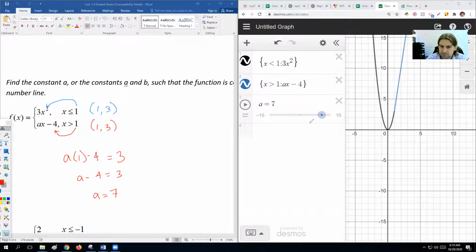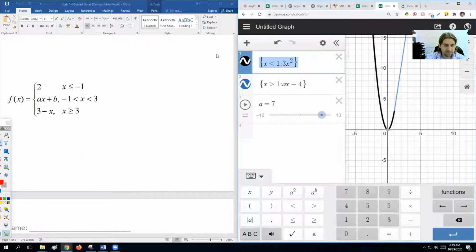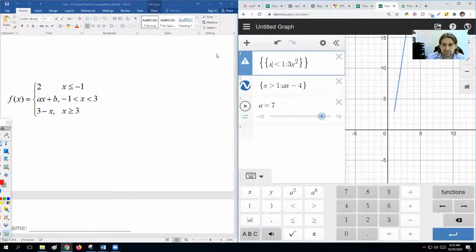So Desmos does a really cool thing with our sliders to help us evaluate that, but mathematically that's what we're trying to do. So let's do the next one here, but this one has a's and b's. I'm going to set this up as a piecewise function.